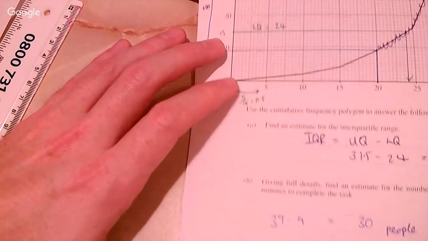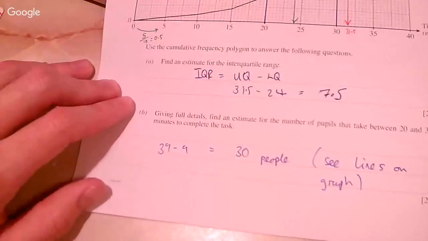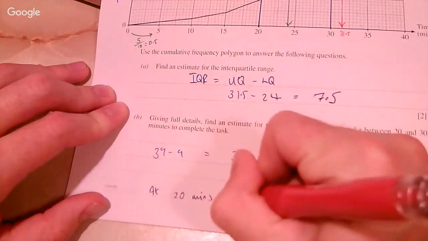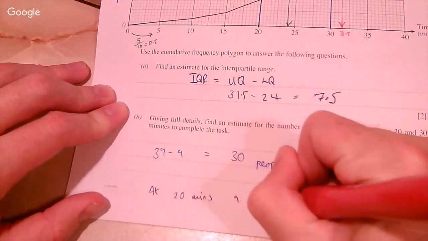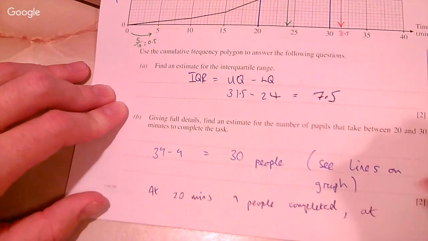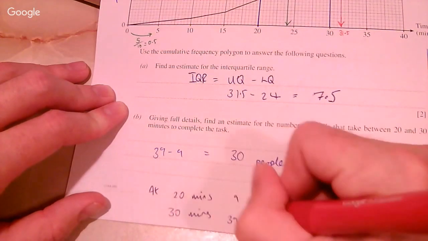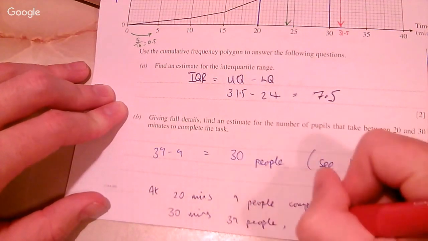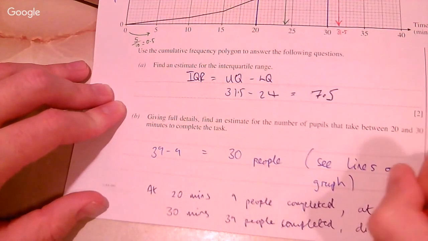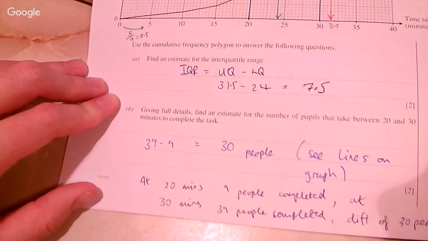And if I really wanted to make sure that I was thinking, oh, hang on, I don't know if I've given quite enough information here, I could say at 20 mins, 9 people completed. At 30 mins, 39 people completed. Difference of 30 people. Okay?